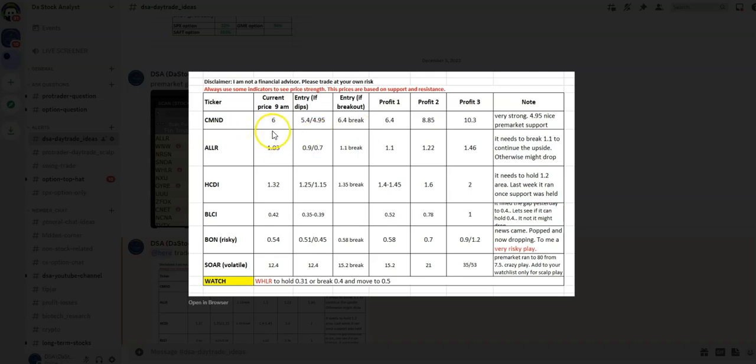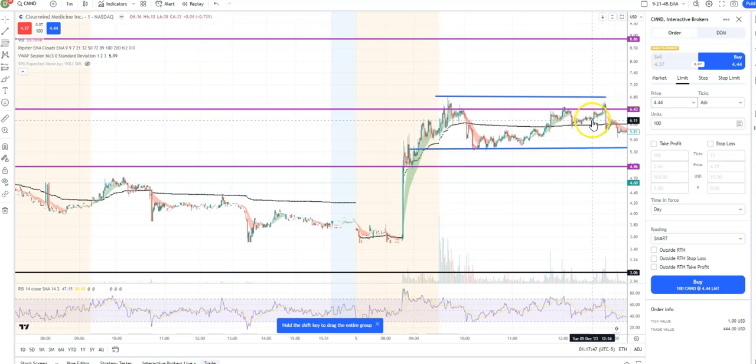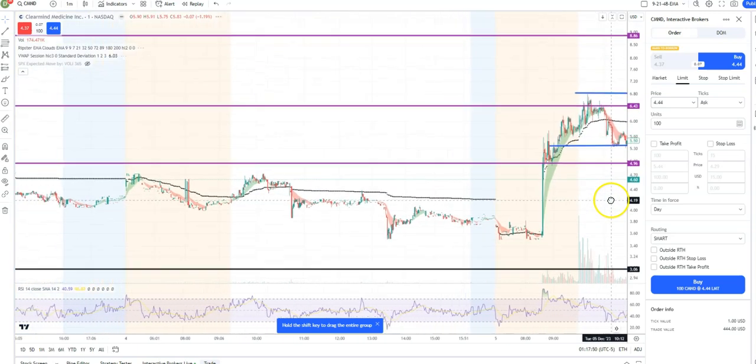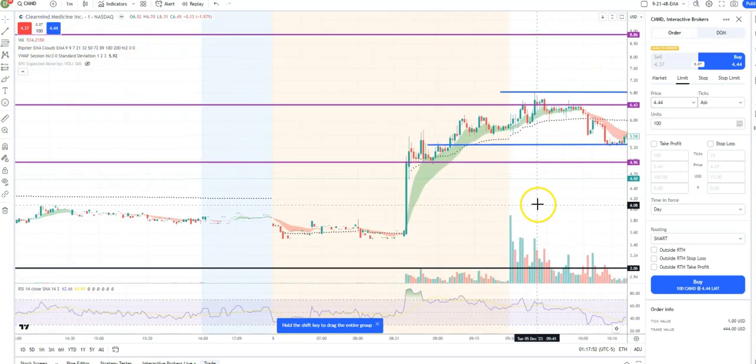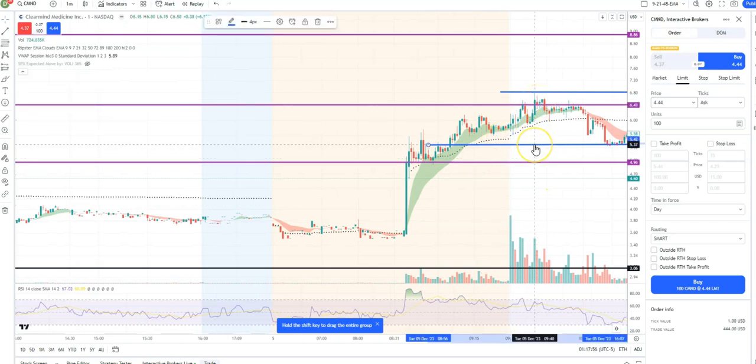First of all, dip entry. As an example, CMND. Today our plan was, if it dips, 5.4 is our dip entry. So let's look at the chart. If I just look here, once the market opened, it went to 6.4, 6.8, but we know there is a dip entry at 5.4, the blue line.